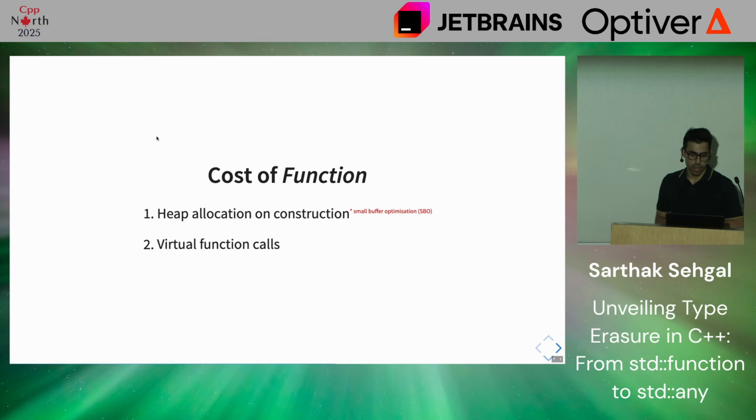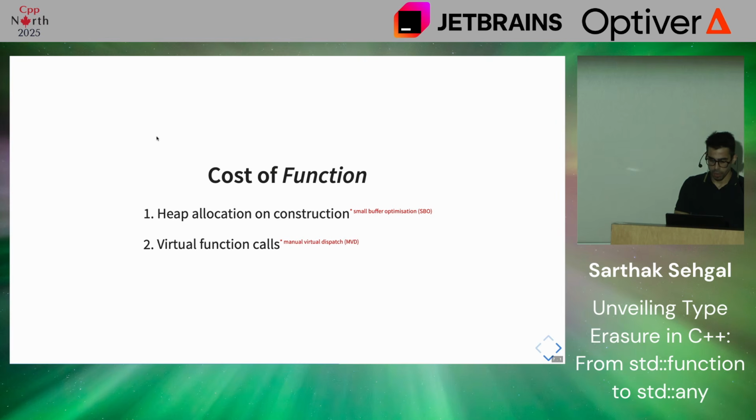The next cost is that there's virtual function calls. And I think it's a pretty small cost. Most of the time, I can get by with heap allocation on construction. I think that's important to optimize. For most systems, the virtual function calls are fine. But there's an optimization for this called manual virtual dispatch, which we'll later see when we come to std::function.